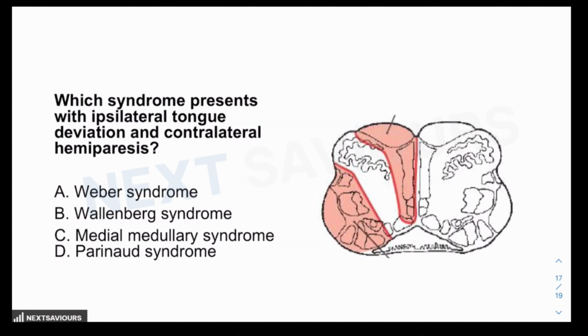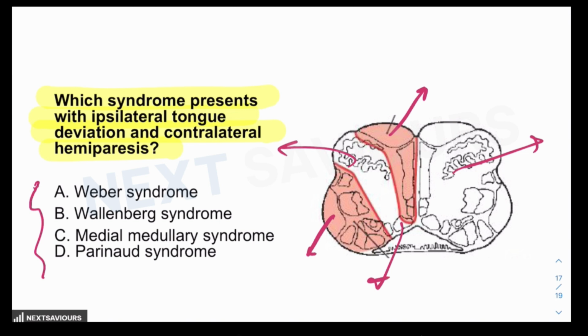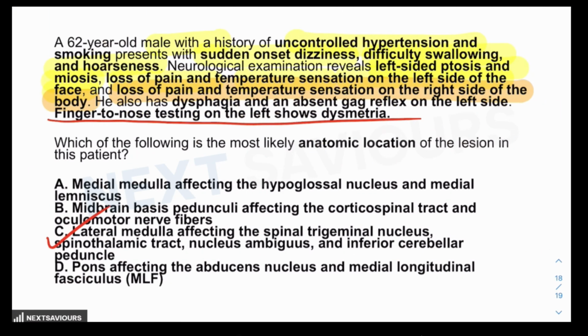Another question which is likely to be kept in your examinations is which syndrome presents with ipsilateral tongue deviation and contralateral hemiparesis. Neglecting the options, they can ask you by highlighting some of the regions in the cut section or the transverse section of the medulla, and then ask what the answer is for this particular question. As you know, ipsilateral tongue deviation and contralateral hemiparesis are the features of the medial medullary syndrome. What we are trying is to make you aware of how the questions in anatomy related to clinical correlation are asked, and how neuroanatomy is one of the most difficult ones to approach.